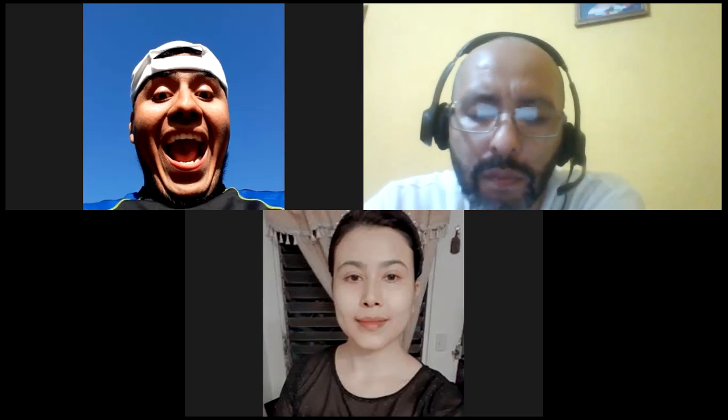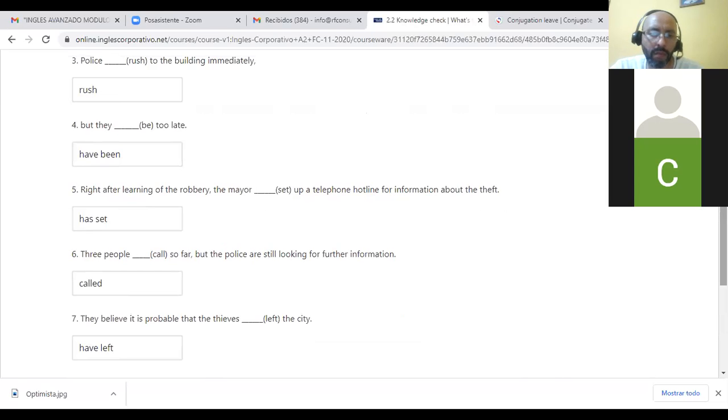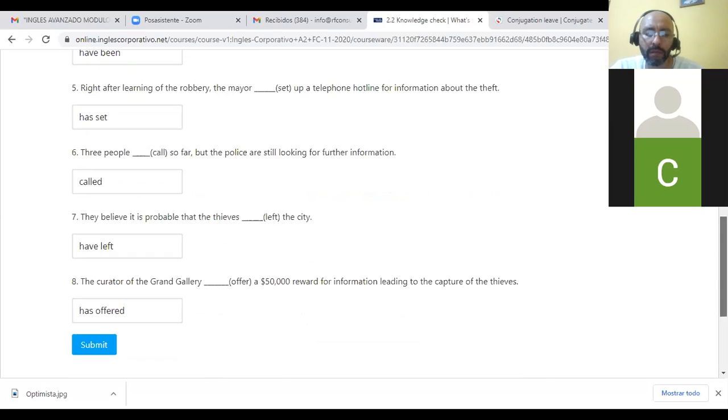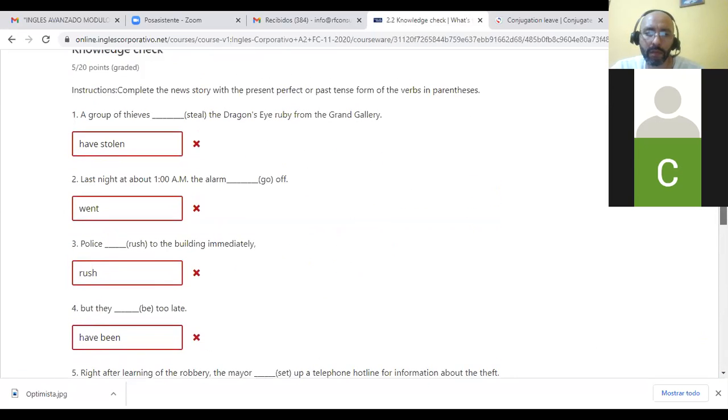Got it? Nope. Let's try another one. I'm going to leave at the end. Okay. The police, this is a past participle too. No. Oh, that's true. It's a time at the end. Immediately. It's true. Rushed it. But they... Yes, I have grown in 4, 5, and 6. No, number 4 is, but they have been too late. Number what? I am having problems submitting right now. Okay. I have wrong 1, 2.